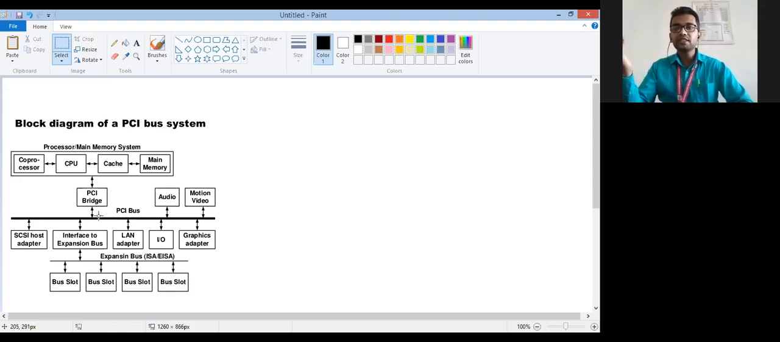Whatever data is fetched from the internet is first given to the LAN adapter. Then from the LAN adapter it is given to the PCI bus. From the PCI bus, through the bridge, it is given to the CPU. The CPU processes that data. Then through the PCI bridge again it is transferred to the PCI bus, and then it is given to the IO, like your monitor, and it is displayed on the monitor. In this way the total processing takes place. All the devices communicate with each other through the processor only, but that exchange of data takes place on the PCI bus.